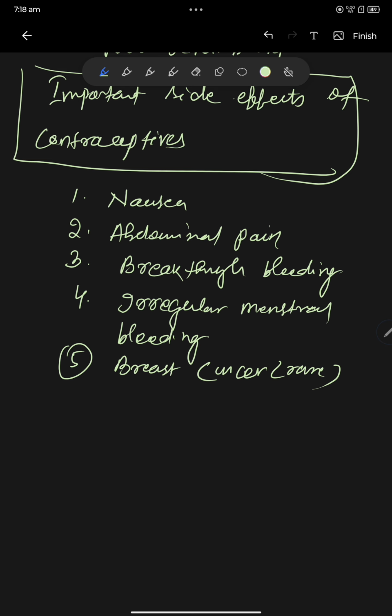I think the session is very lengthy, so let me stop here. In our next session we'll be discussing STD, MTP, and assisted reproductive technology. So for today this much only.